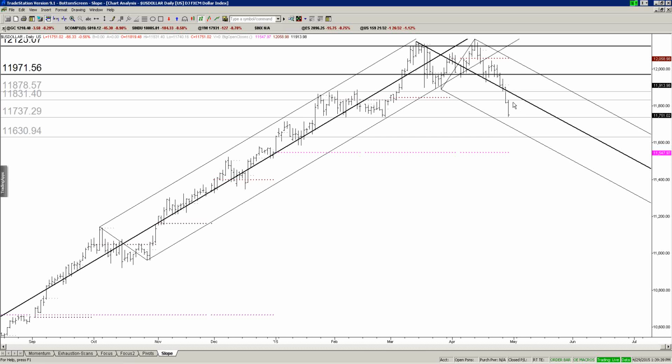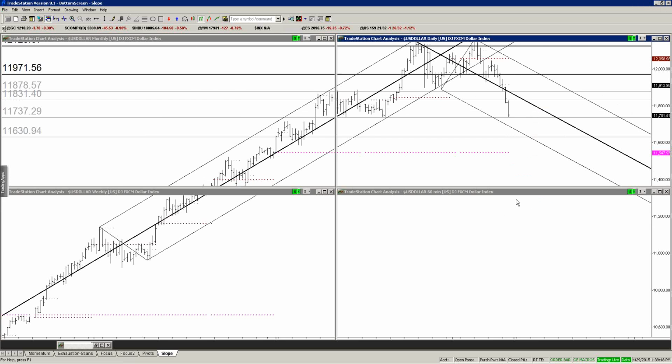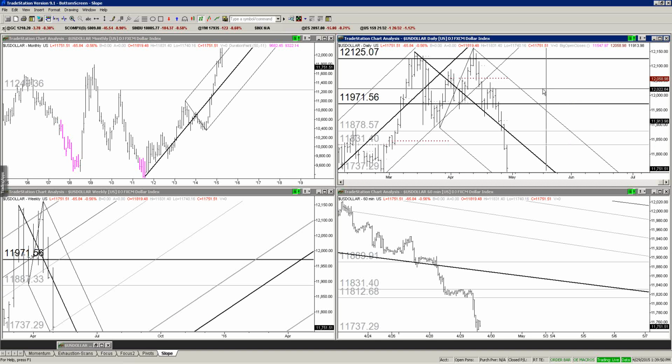FOMC, if we get a snapback on that, that'd be great, because that should give us a chance to fade it into the mentioned levels that I've been talking about, especially on the euro, which is, I think, the biggest one to go for right now.